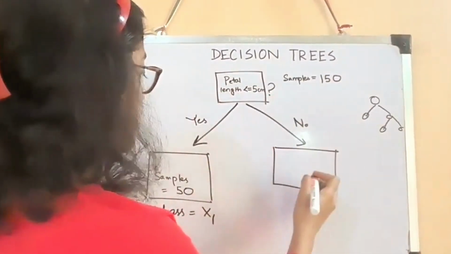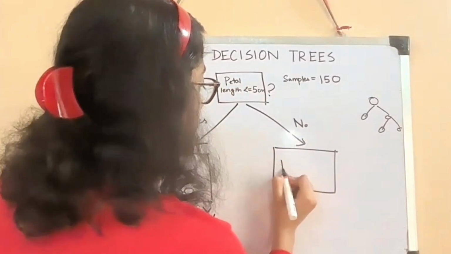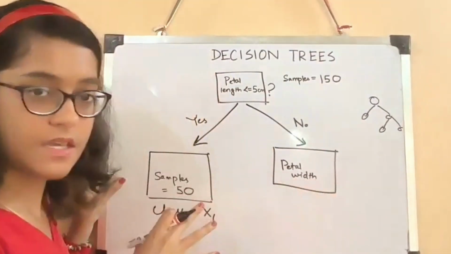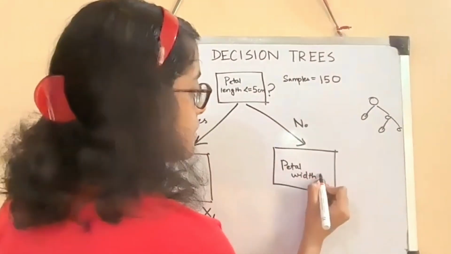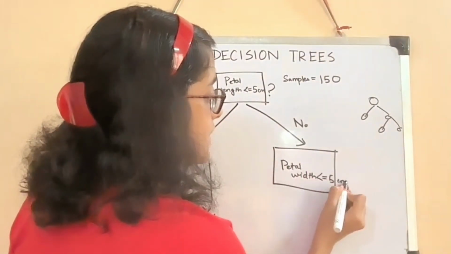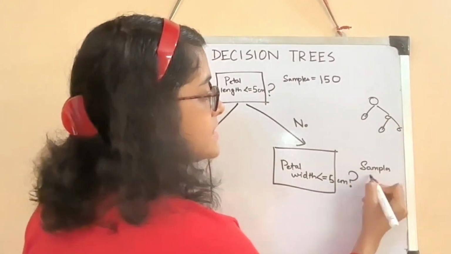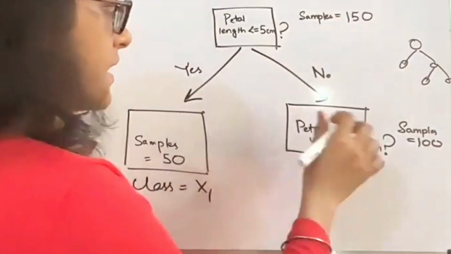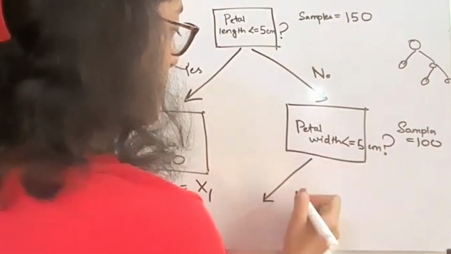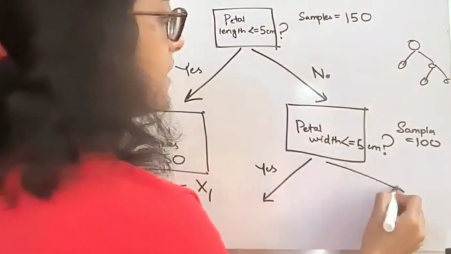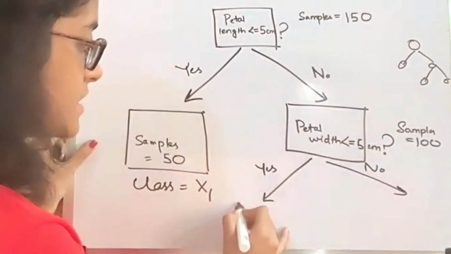So now the next question we are going to ask here, because we have not reached a single class at this node, is: is this less than or equal to 5 centimeters? We know the total samples here is 100. Great. So now we ask this question here, and this is going to be yes for some and no for the rest.